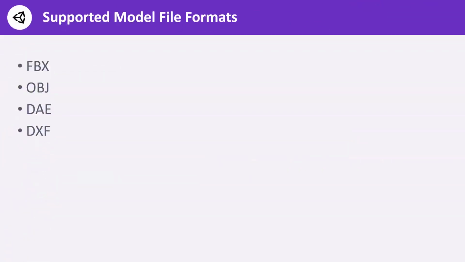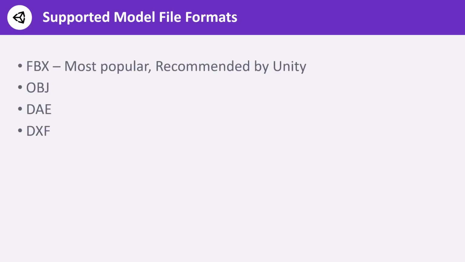By default, there are 4 official formats for models called FBX, OBJ, DAE, and DXF. These formats can render 3D models. Each format has its pros and cons. Let's go through them together. First up is the FBX file format.